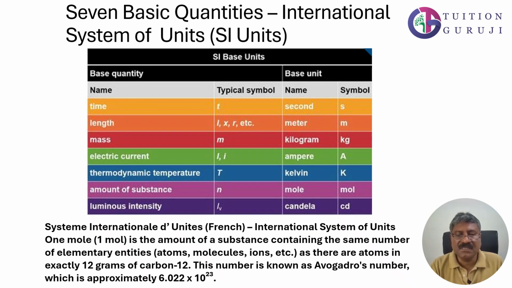In the SI system, 1 mole is the amount of substance containing the same number of elementary entities, which can be atoms or molecules, as there are atoms in exactly 12 grams of carbon-12. It is equal to the Avogadro number, which is approximately 6.022 into 10 raised to 23.